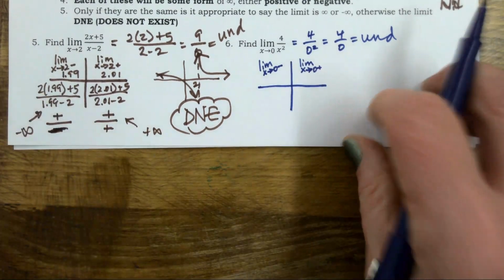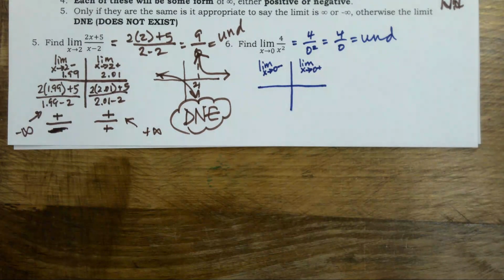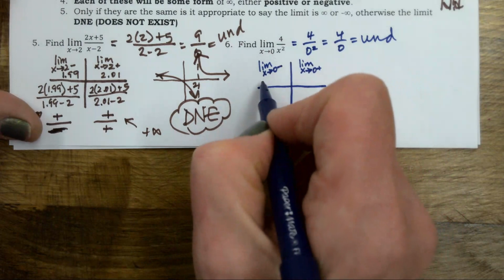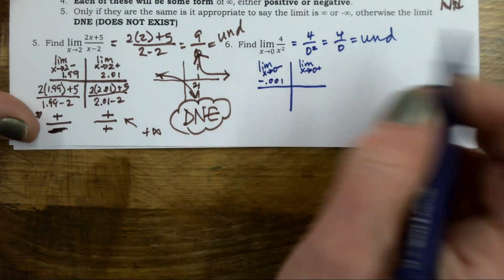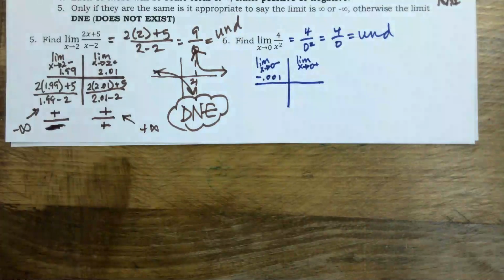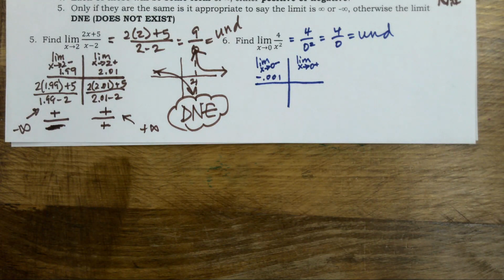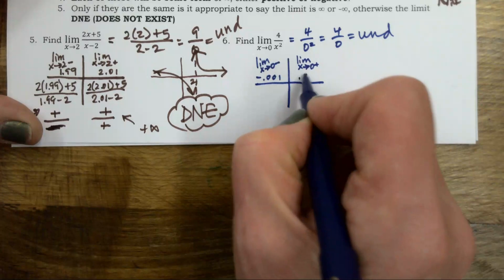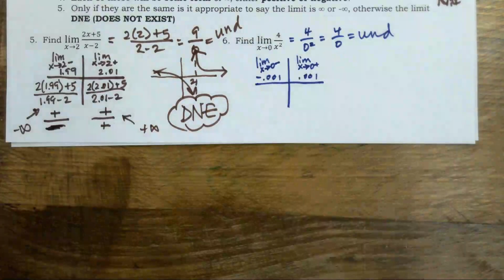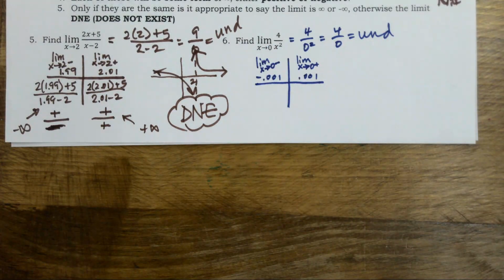So I'm going to go a little bit less than 0. Negative 0.001-ish. Negative 0.01, that's fine. Just something a little to the left. A little to the right. Positive 0.001, pretty close to 0. And then visualize, but don't solve.